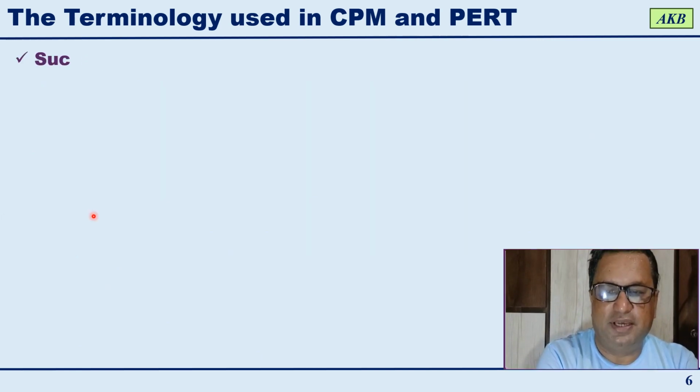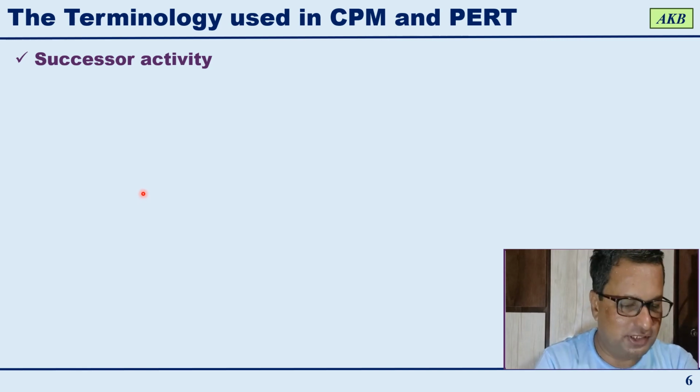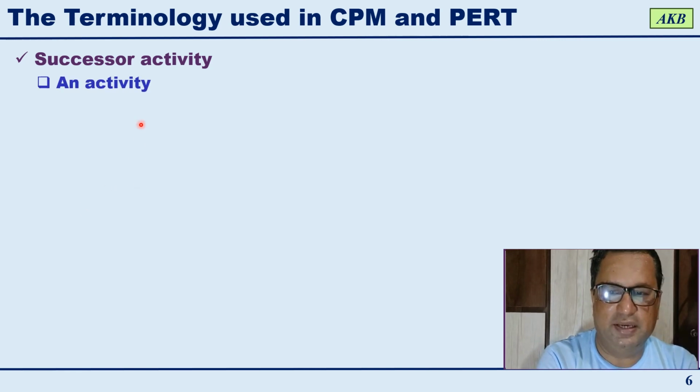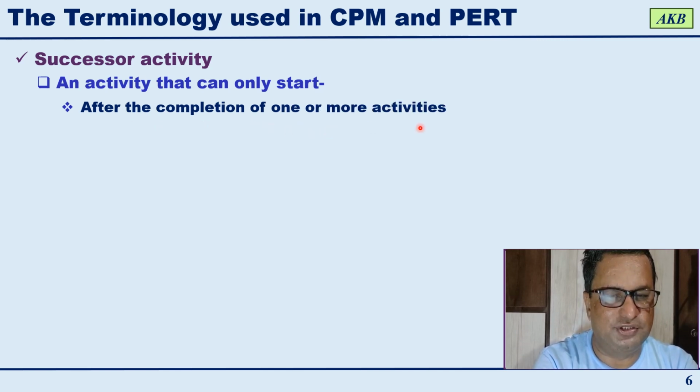Okay, next thing that we have to understand is successor activity. So as you had successor event, you also have successor activity. The definition or understanding of successor activity is similar to what we have understood in case of successor event. So what is a successor activity? An activity that can only start after the completion of one or more activities. Okay, so we are talking about that activity which will only start when either one or more than one activities get completed. So in that case, the activity that we are talking about will be the successor activity.